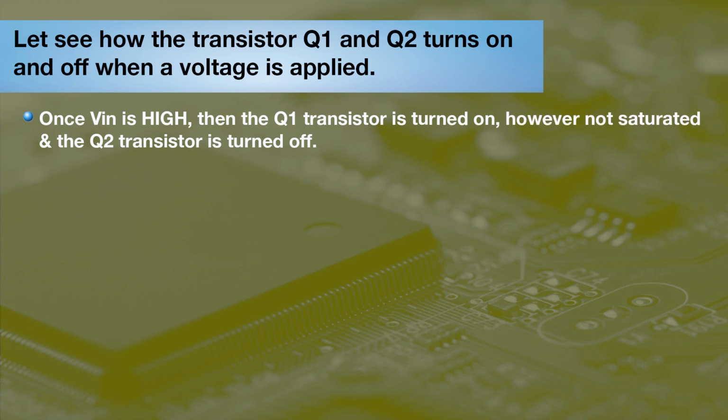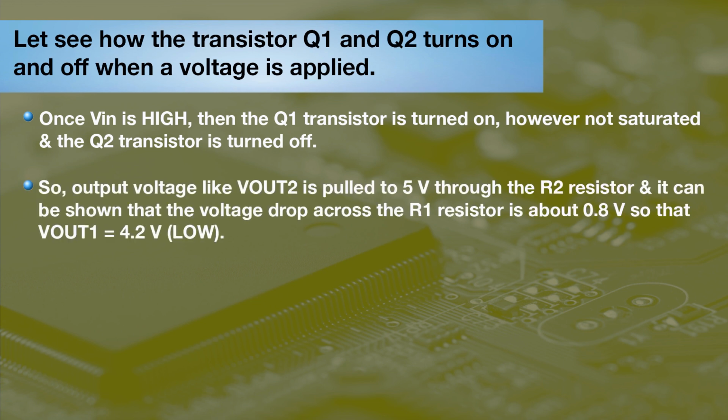Once Vin is high, the Q1 transistor is turned on, however not saturated, and the Q2 transistor is turned off. So, output voltage Vout2 is pulled to 5 volt through the R2 resistor, and it can be shown that the voltage drop across the R1 resistor is about 0.8 volt. So, Vout1 equals 4.2 volt, low.